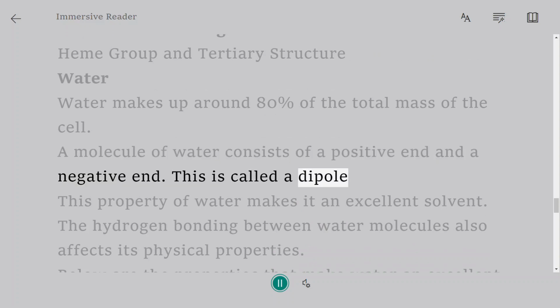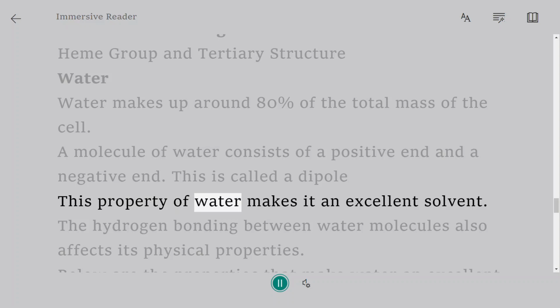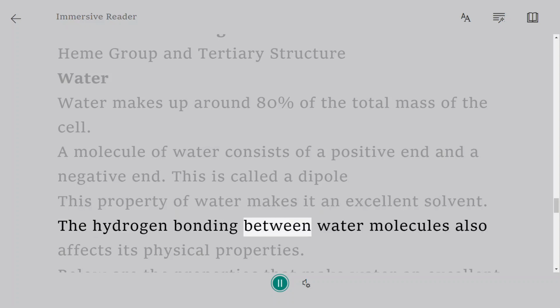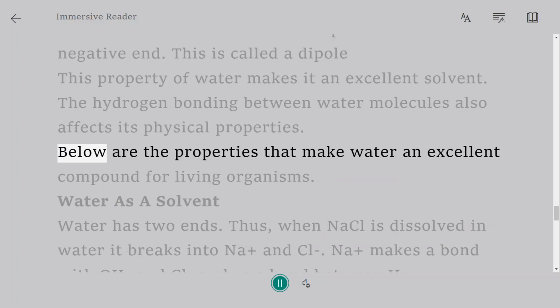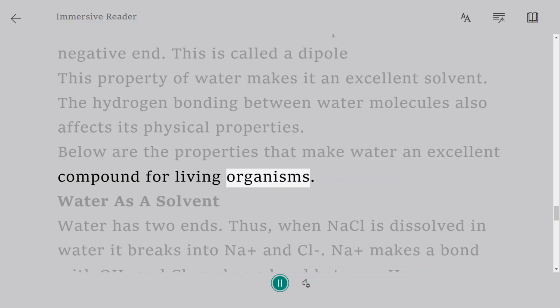This is called a dipole. This property of water makes it an excellent solvent. The hydrogen bonding between water molecules also affects its physical properties. Below are the properties that make water an excellent compound for living organisms.